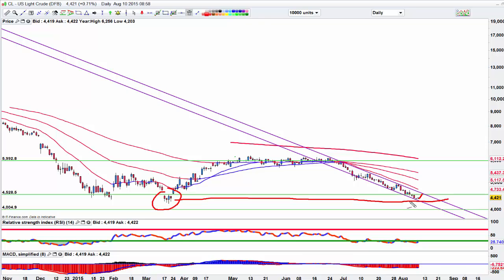So all eyes on that US retail sales data is going to be interesting. If that shows, you know, a decent push, that could put a lot of pressure on the upside of the dollar.